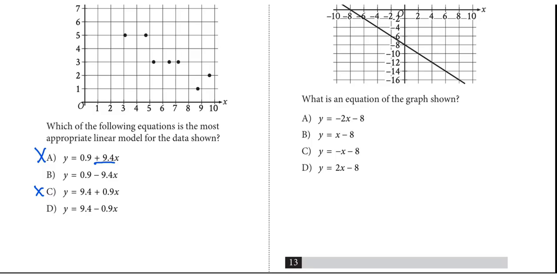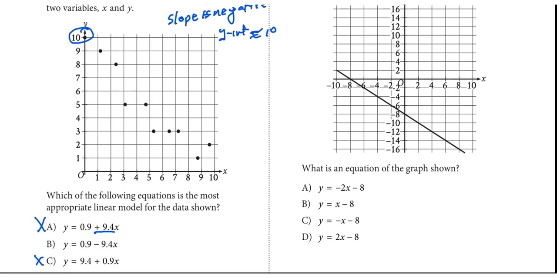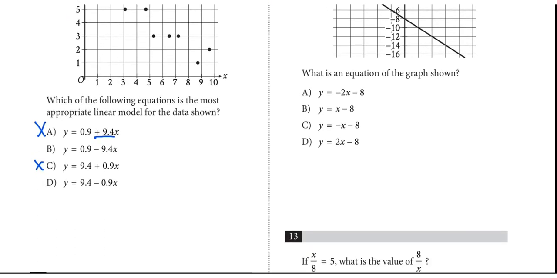the y-intercept. As you can see up here, the intercept is close to 10 or exactly 10. So let's look at that from here. The intercept in option B is 0.9, which is this value. The y-intercept is 0.9, and in option D, the y-intercept is 9.4. 9.4 is closer to 10, so this is the right answer to this question, and I hope it makes some sense. Okay, so that is the answer to this question.